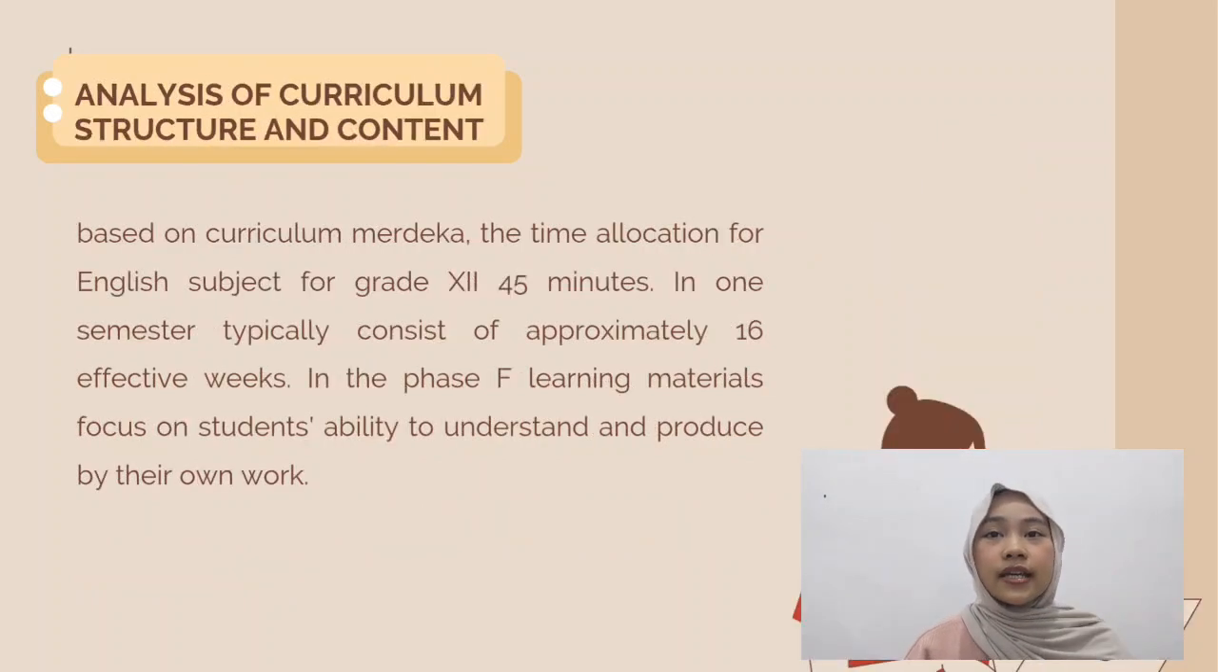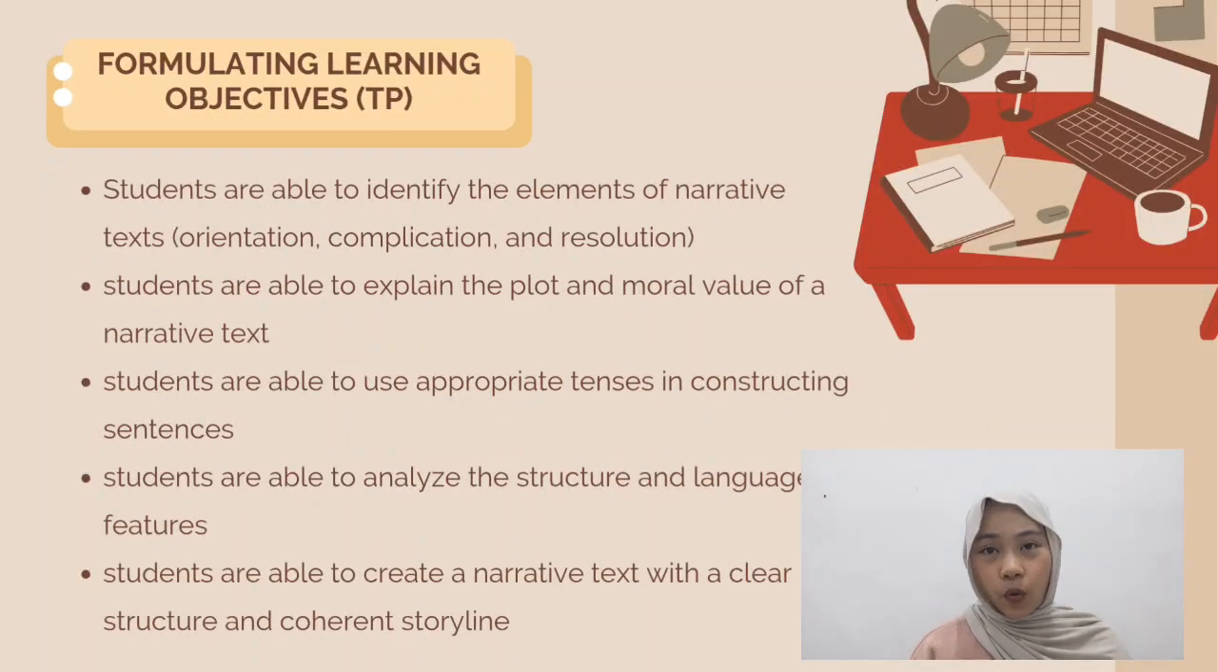And the next slide is about analysis of curriculum structure and content. So based on curriculum Merdeka, the time allocation for English subject for grade 12 is about 45 minutes. So one semester typically consists of approximately 16 effective weeks. So in this phase F, learning material focuses on students' ability to understand and produce by their own work. So the next slide is formulating learning objective or TP.